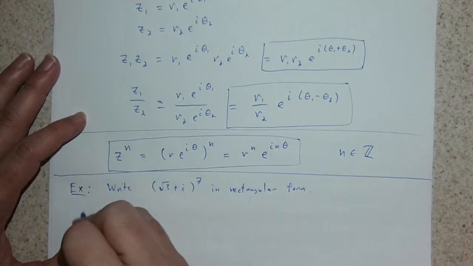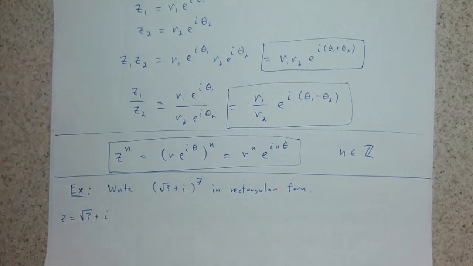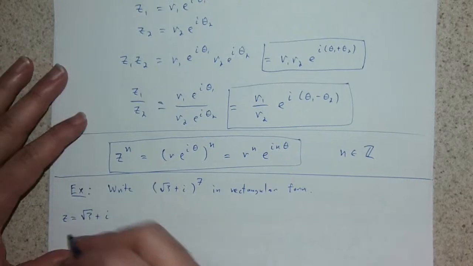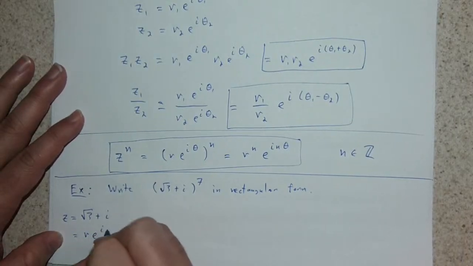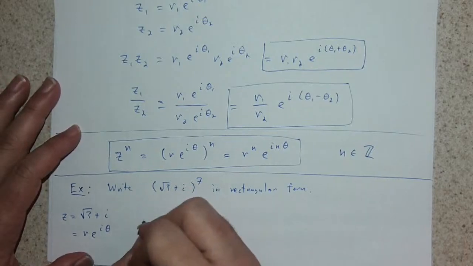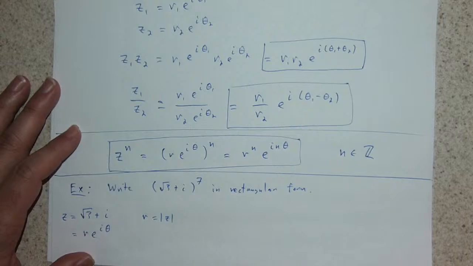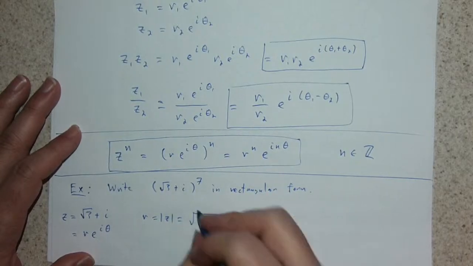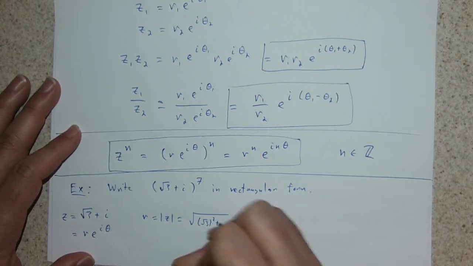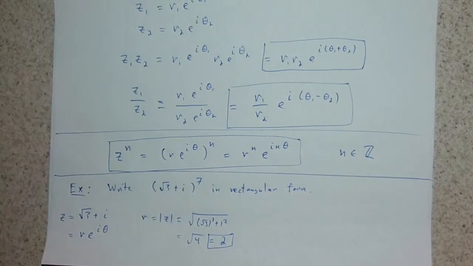So I'm looking at my number z, which is square root of 3 plus I. To put this in exponential form, if I want to write this as some r e to the I theta, how do I do that? Well, first of all, finding r is not too bad. r is just the modulus of z. So I can quickly write that out. This is square root of root 3 squared plus 1 squared. So this is square root of 4, which is 2.